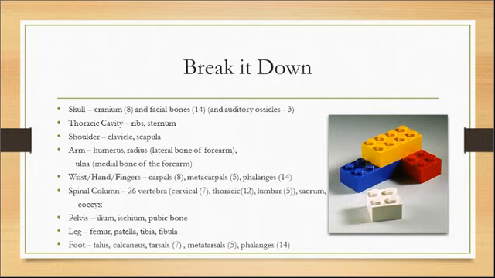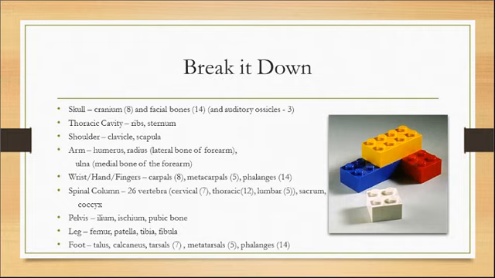Our wrist is our carpals. Our hand is made up of our metacarpals, and finally our fingers are phalanges. The spinal column. 26 vertebrae total, but that can be divided down. We have 7 cervical, 12 thoracic, 5 lumbar, a sacrum, and a coccyx.